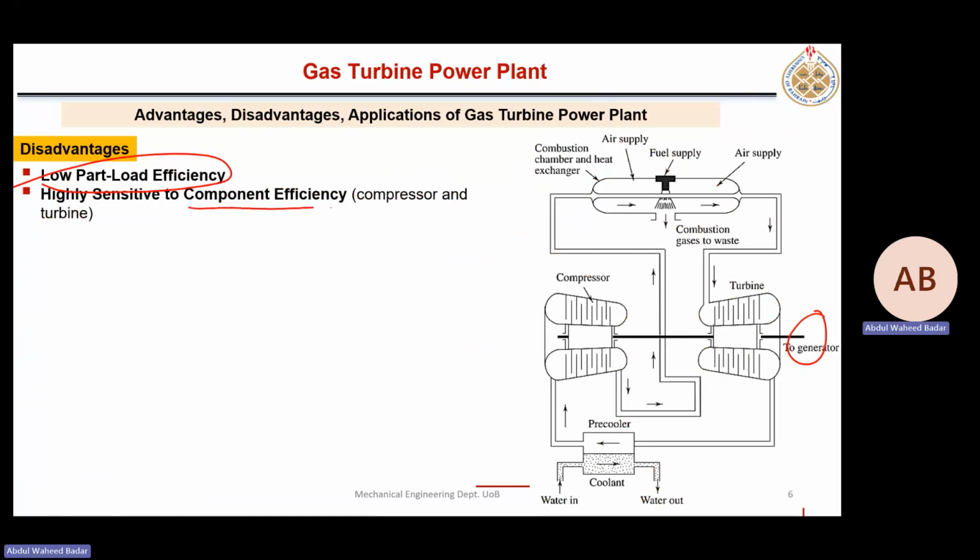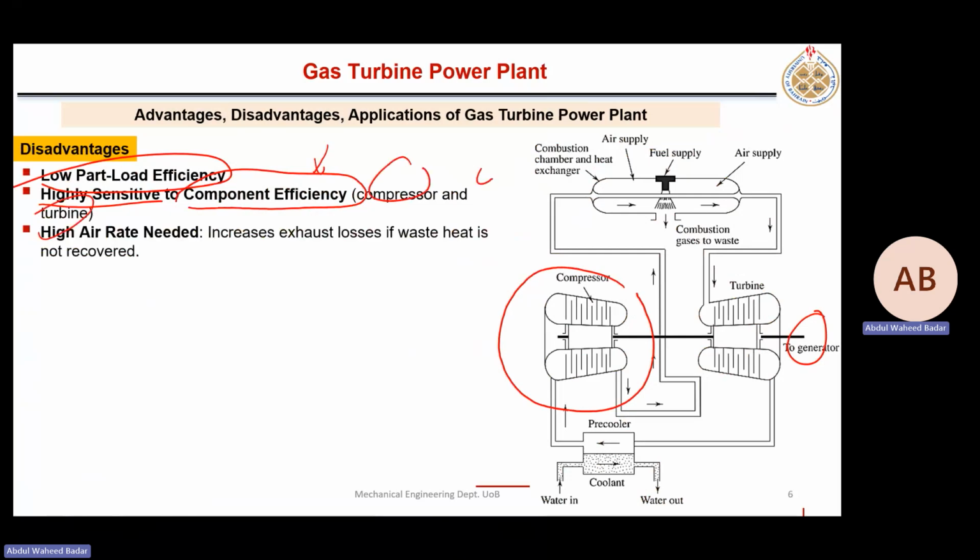Highly sensitive to component efficiency because here the compressor is taking a lot of work from the turbine. So the compressor efficiency becomes very important here, not as much as the pump efficiency in steam power, right? Because pump power is already very low. So here they are highly sensitive to component efficiencies, both compressor and turbine.